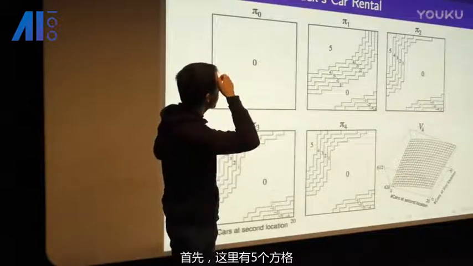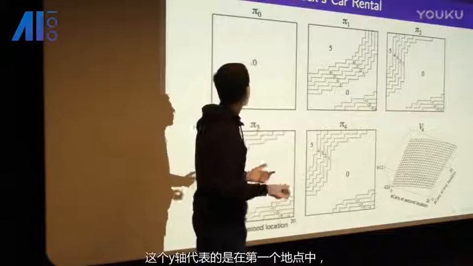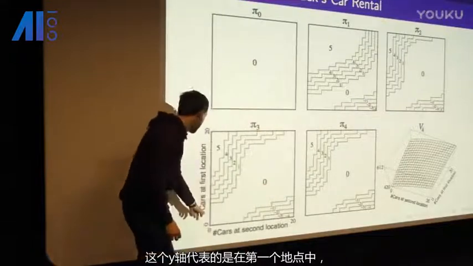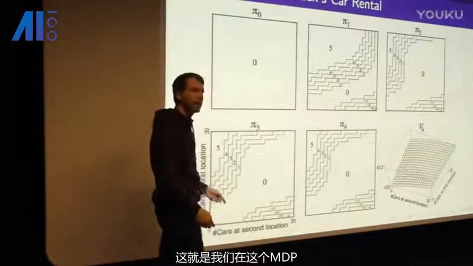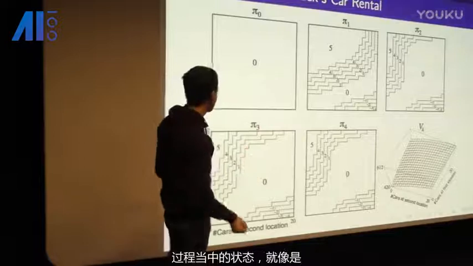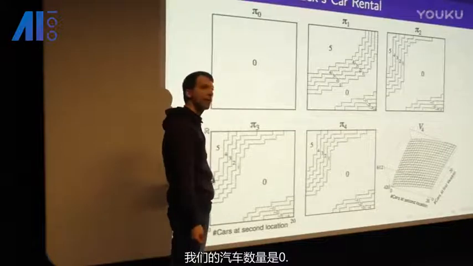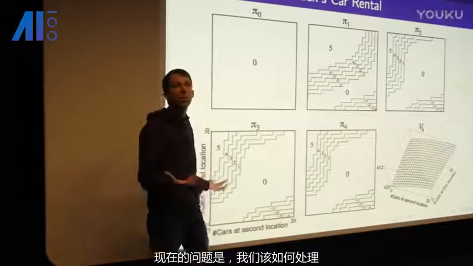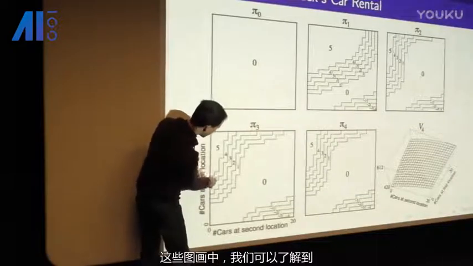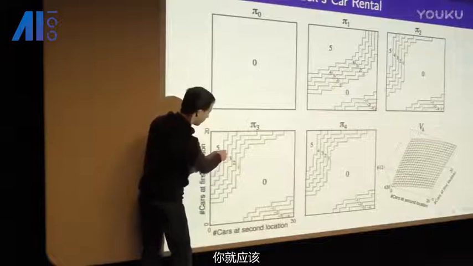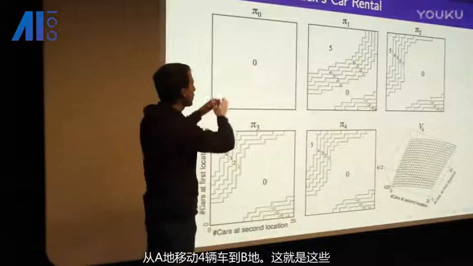What we've got here is we're looking at the policies to begin with. These five squares represent the policies that we're considering. The axes are the number of cars at the first location on the y-axis and the number of cars at the second location on the x-axis. So these are the states in our MDP. Whether we've got 10 cars at location 1 and 0 cars at location 2, that would be here, for example. And the question is, what do you do in that location? From these diagrams, you look here, and this tells you that if you're in that situation, you should move 4 cars from A to B. That's what these diagrams are indicating.